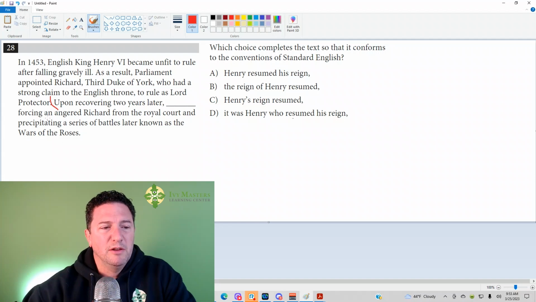We're going to read, I made a little red slash before the word upon here. And notice, upon recovering 2 years later, comma, what follows a comma has to be who or what is recovering 2 years later. Henry recovered 2 years later. Answer B is the reign of Henry did not recover 2 years later. Answer choice C is not Henry, it's Henry's reign. Henry's reign did not recover 2 years later. And answer D is it did not recover 2 years later. Your correct answer here is A.